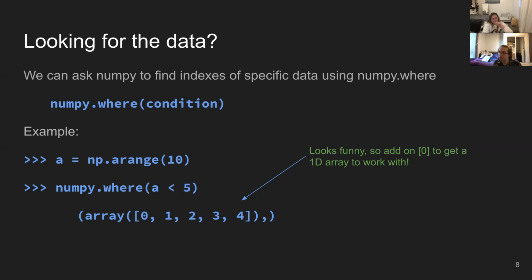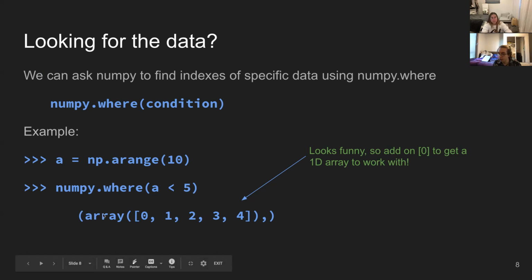How do I go about doing that? You use a function called numpy.where. So with numpy.where, you put the condition in on the array that you're worried about. So let's say numpy.where a less than 5. That'll spit out a little funny formatted information at you, but this is kind of what it would look like.